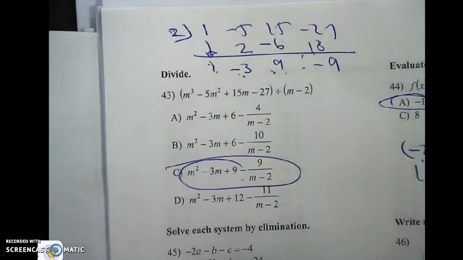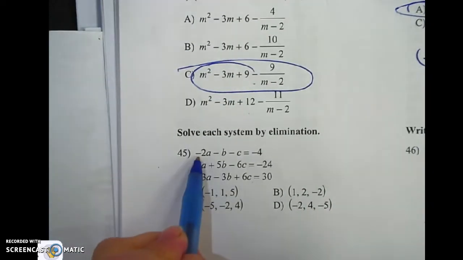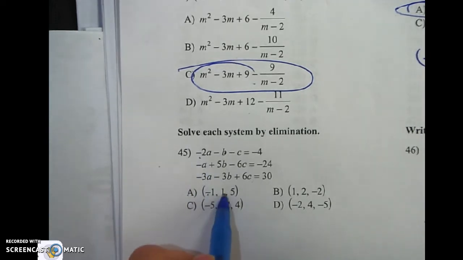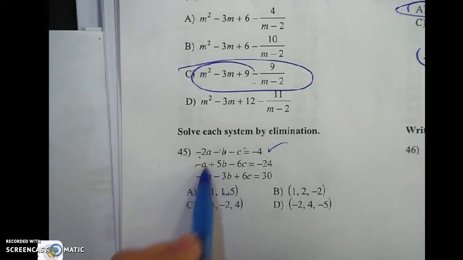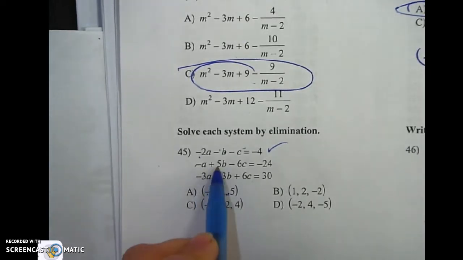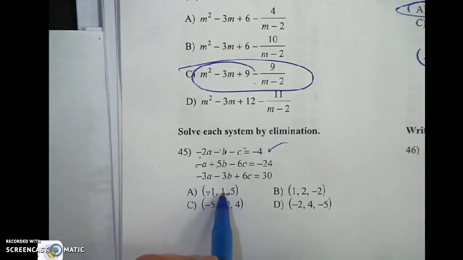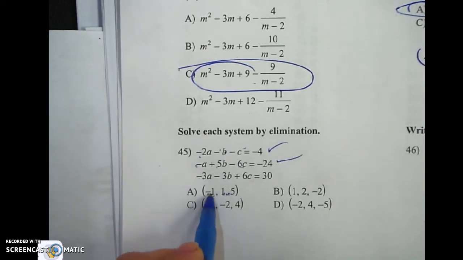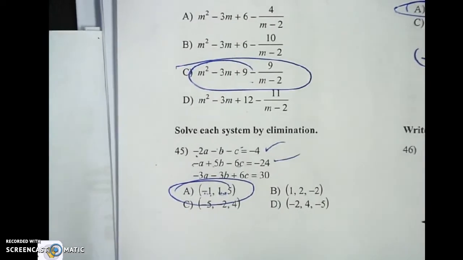Solve each system by elimination. I don't have to. I can just plug it in. So negative 2 times negative 1 is 2. 2 minus 1 is 1. 1 minus 5 is negative 4. So it's looking good for the first one. Negative of negative 1 is 1. 5 times 1 is 5. So now we're at 1 plus 5 is 6. And 6 minus 30 is negative 24. Let's try the last one. 3 minus 3 is 0, and it works. So thank goodness it was A.